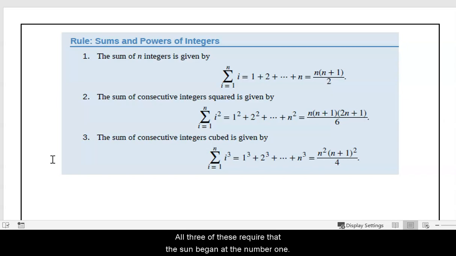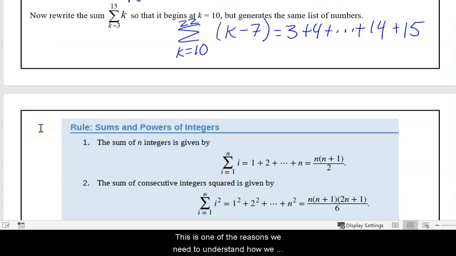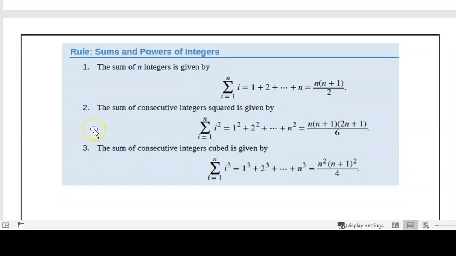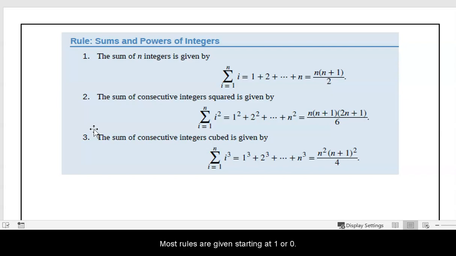Basically, all three of these require that the sum begin at the number 1. This is one of the reasons we need to understand how we can convert if the number is not 1 so that it is 1. Most rules are given starting at 1 or 0. These rules are given starting at 1. If I am going to add together k, it turns out I can get n times n plus 1 divided by 2. Let's go back to our first example and see if we can use that rule.